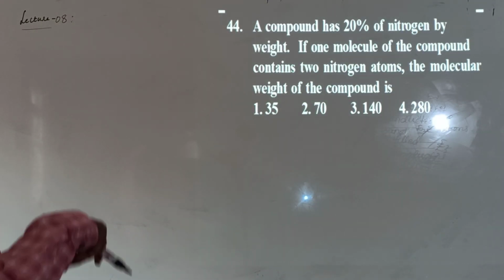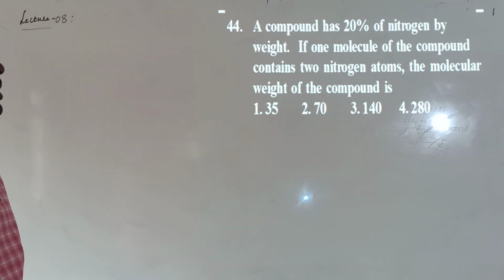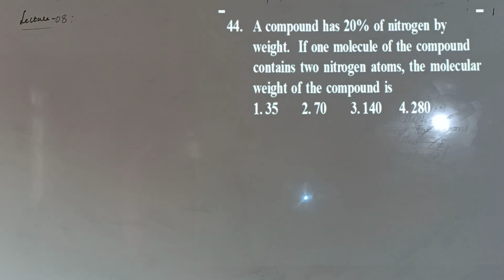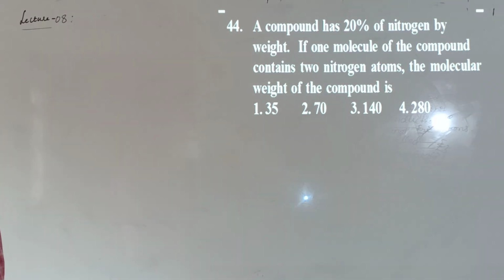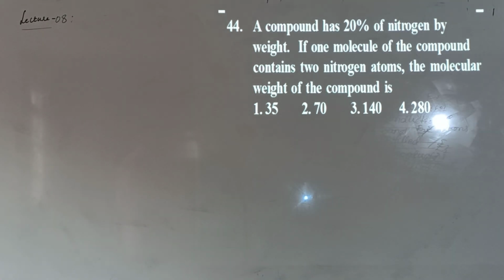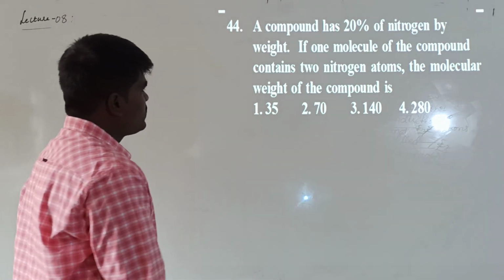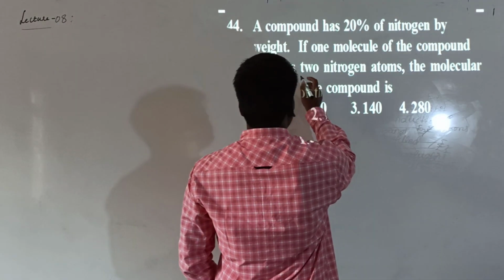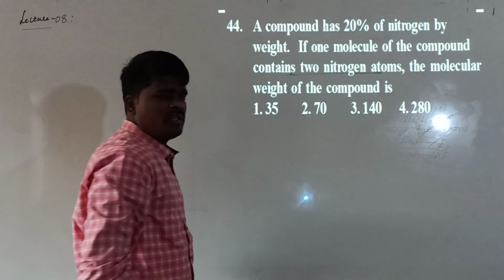A compound has 20% of nitrogen by weight. If one molecule of the compound contains 2 nitrogen atoms, the molar weight of the compound is, right? So he has given the information of nitrogen by percentage and is asking us to calculate the molecular weight. He has given the information that one molecule of the compound contains 2 nitrogen atoms. This is the additional information given.